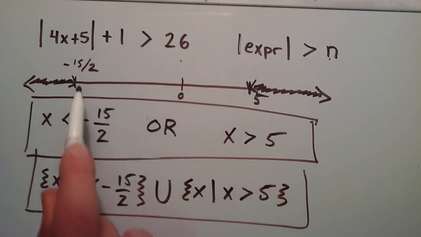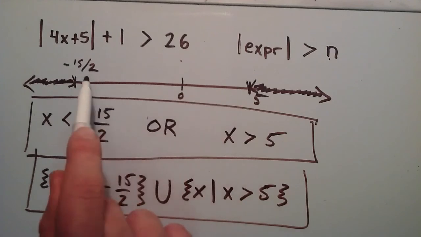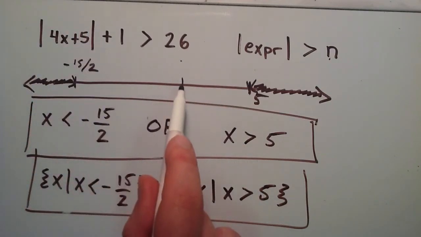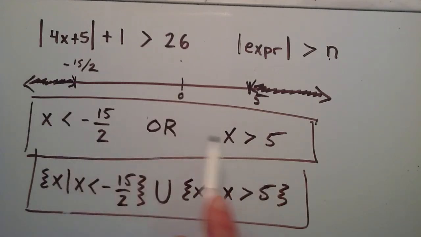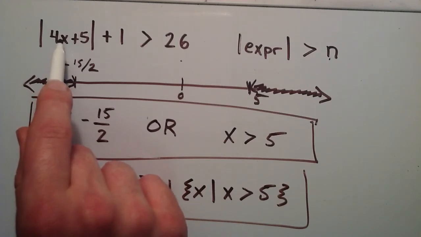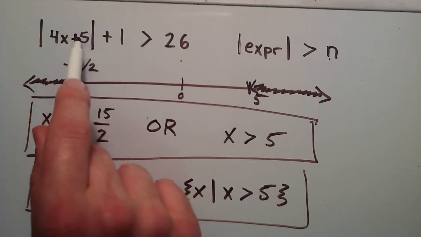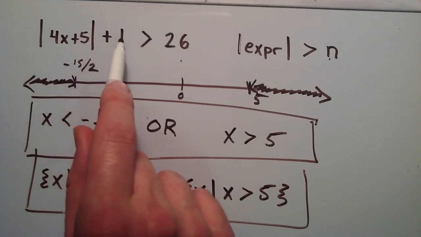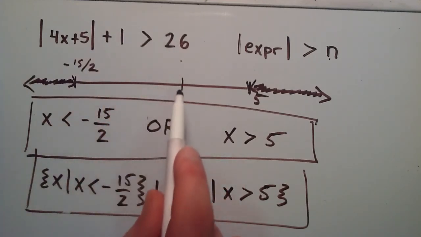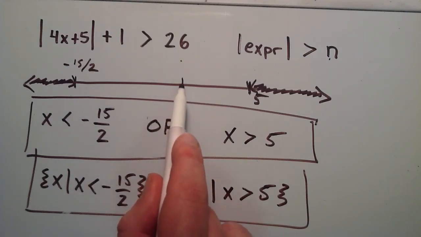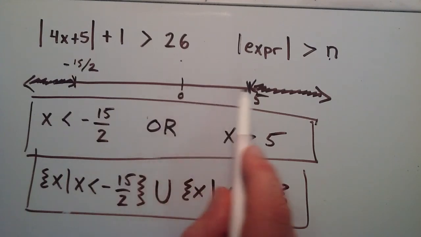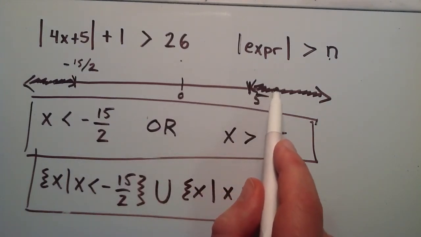On the other hand, if we were to choose any number in this range, it would produce a false statement here. So for instance, 0 is not part of this solution. So if we were to plug in 0 for x, 4 times 0 is 0, and then 0 plus 5 is 5, absolute value is 5, 5 plus 1 is 6, and 6 is not greater than 26. So that was an example of what would happen if you were to plug in a value that's not in the solution. So on the other hand, you could plug in the value 6, which is in the solution.